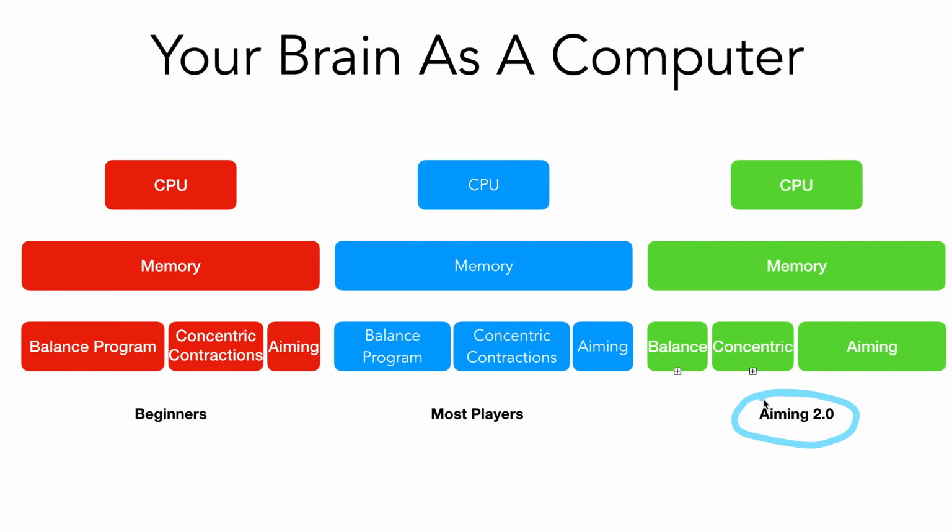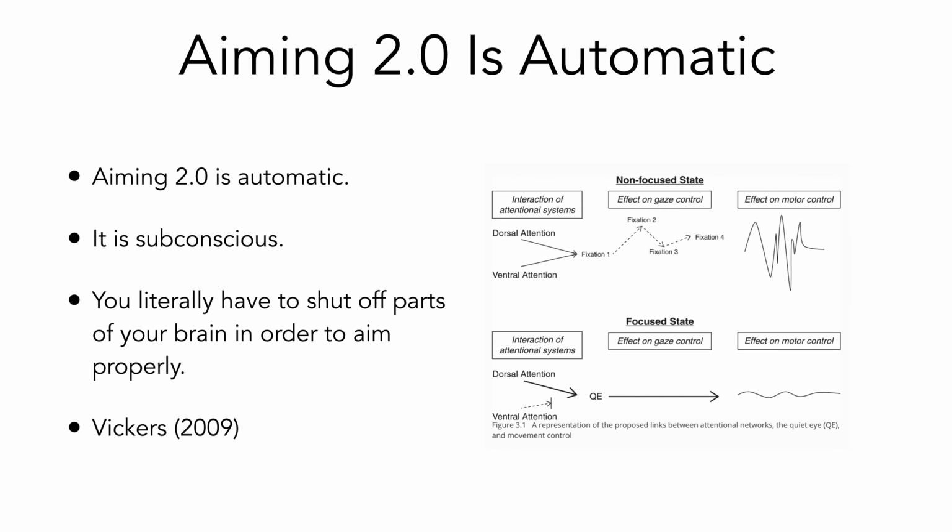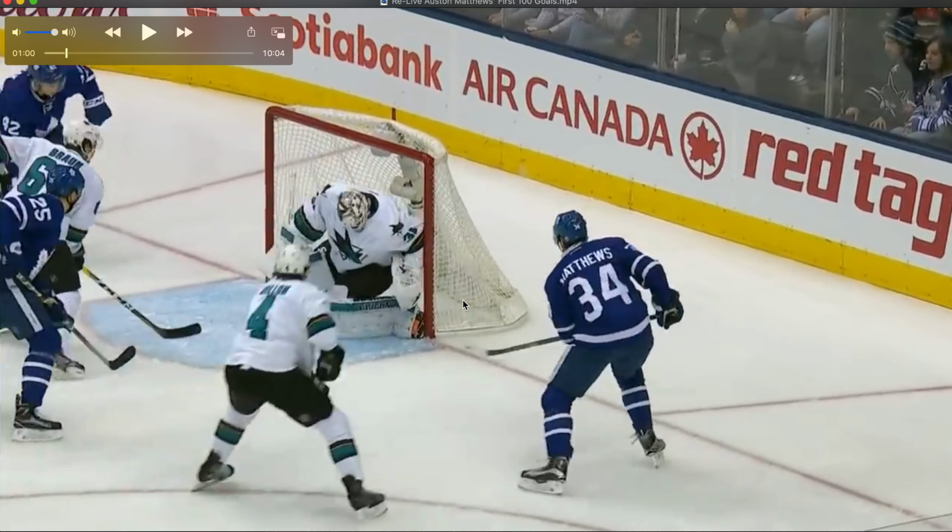And this, everybody, is where top players like Auston Matthews end up. So let's talk about how aiming 2.0 is automatic.